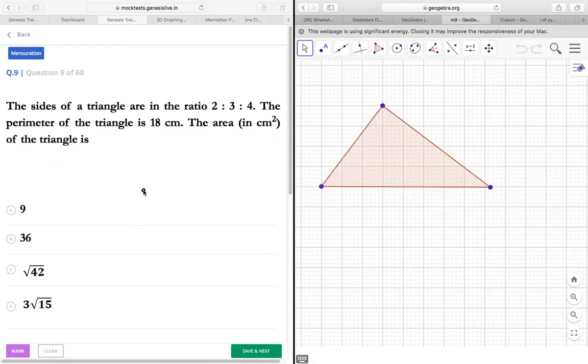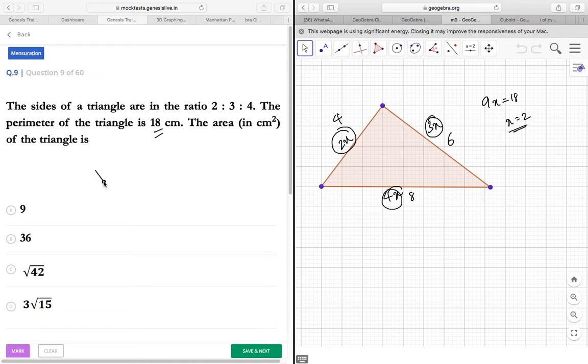Sides of a triangle are in the ratio 2:3:4. So this is 2x, this is 3x, and let's say this is 4x. Then the perimeter is given as 18. So 2x plus 3x plus 4x is equal to 18, which is nothing but 9x is equal to 18, or x is equal to 2. So the length of this is actually 4 units, this is 6 units, and this is 8 units. Great. Now if we know the sides, we can easily find the area.